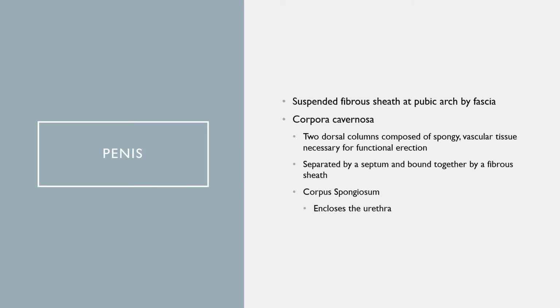Right, the penis is a suspended fibrous sheath at the pubic arch by fascia. The corpora cavernosa is two dorsal columns that are composed of spongy vascular tissue that is necessary for functional erections. It is separated by a septum and bound together by a fibrous sheath. The corpus spongiosum then encloses the urethra.